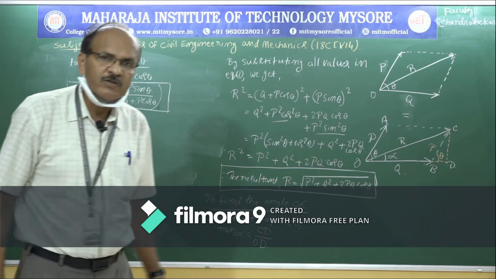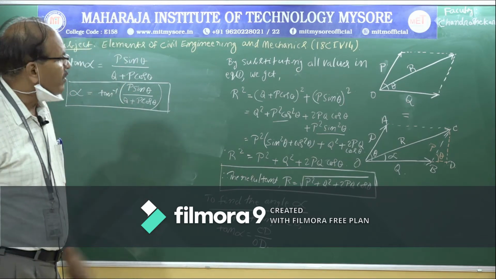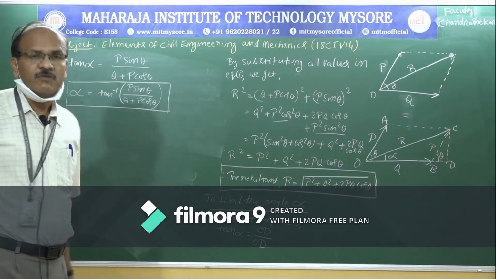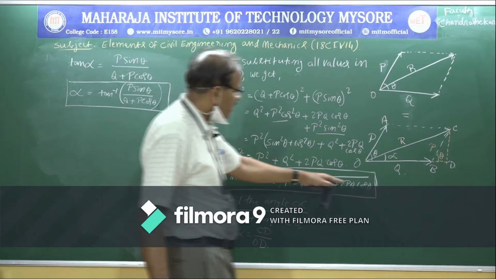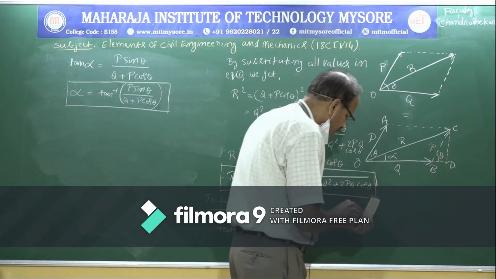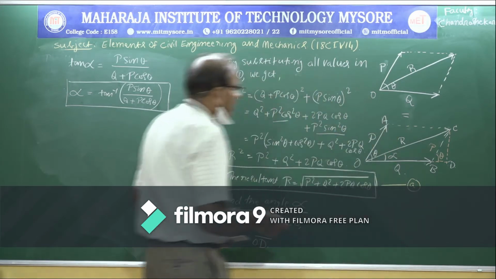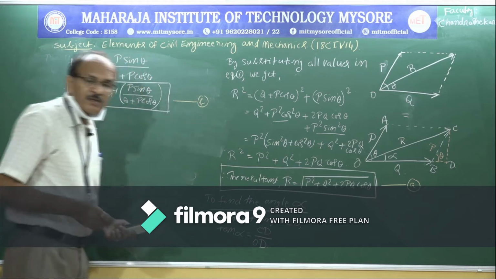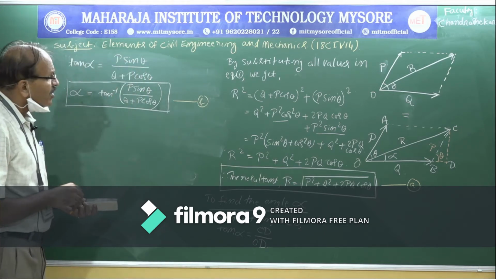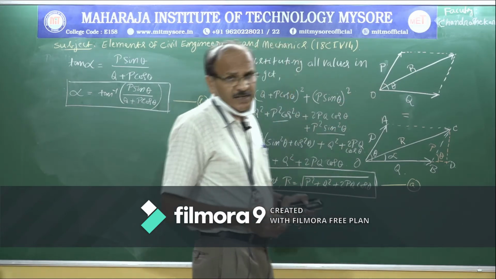This is how we are going to find out the angle the resultant makes with respect to one of the forces. I hope this is clear. So I am going to call this equation A, and I am going to call this equation B. Next, what if theta equal to 90 degree?